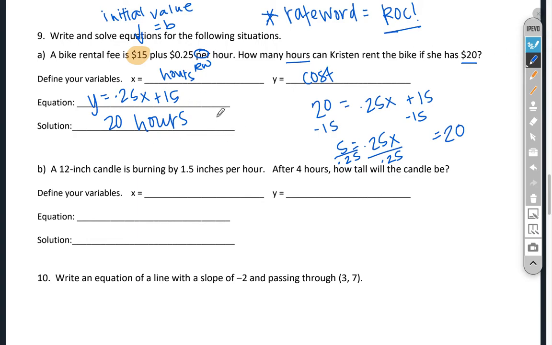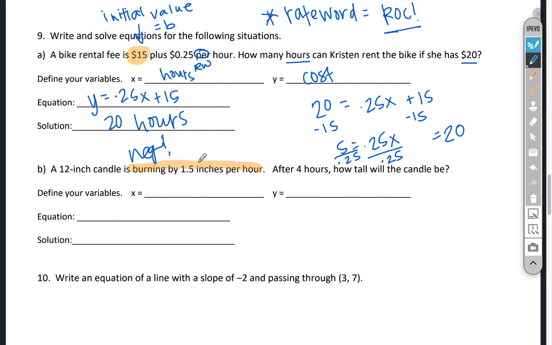B, a 12-inch candle is burning by 1.5 inches per hour. After 4 hours, how tall would the candle be? Well, let's find that rate word, per. So we've got burning by 1.5 inches per hour. And the reason that I also highlighted burning is because this is a word we need to know means negative. We are losing 1.5 inches per hour, okay?